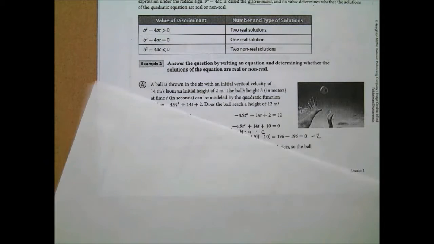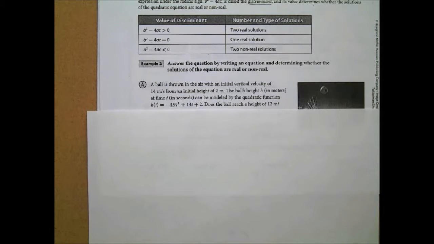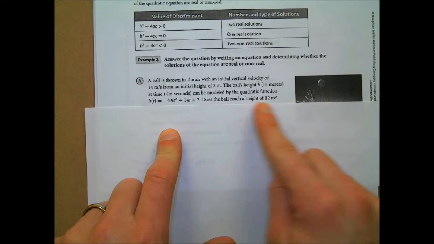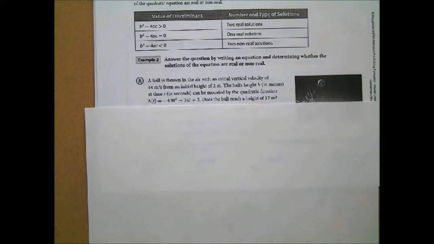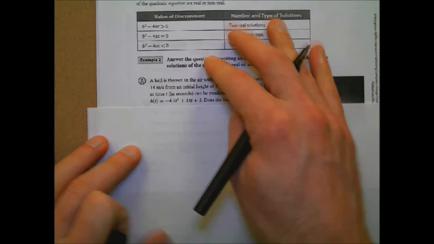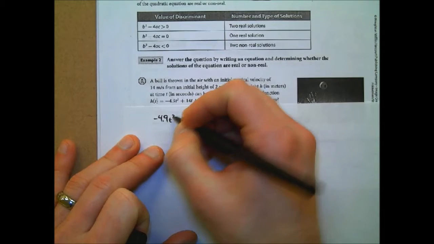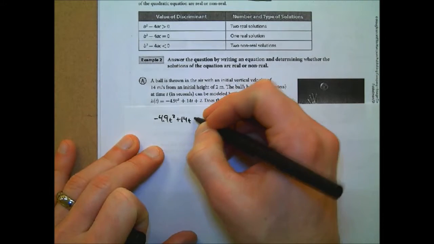Now, how would we set that up here? If this is the height of the ball over time, and we want to know, does the ball reach a height of 12 meters, how can we set up the situation? What can we write to relate these things to figure that out? Yeah, make it equal 12, exactly right. So let me just show you here. We could say negative 4.9 t squared plus 14t plus 2 equals 12.